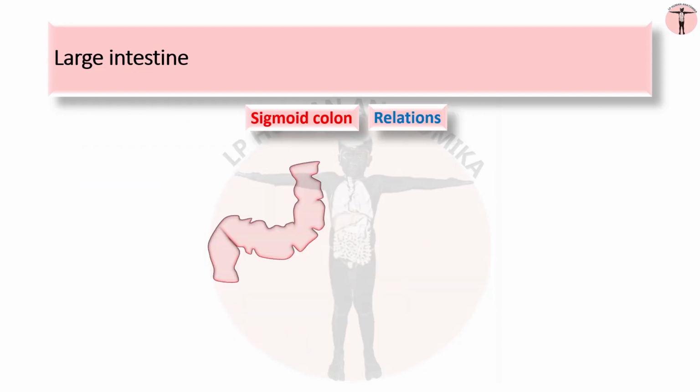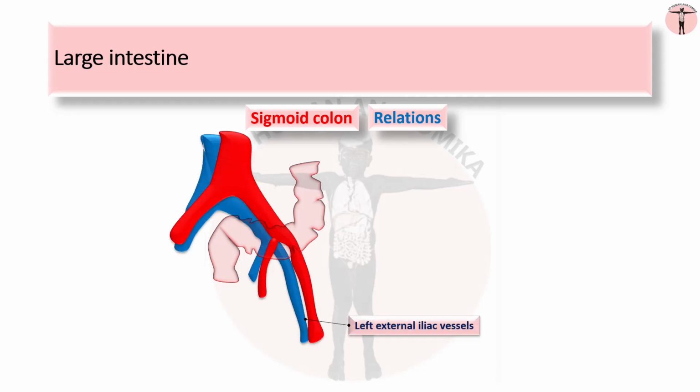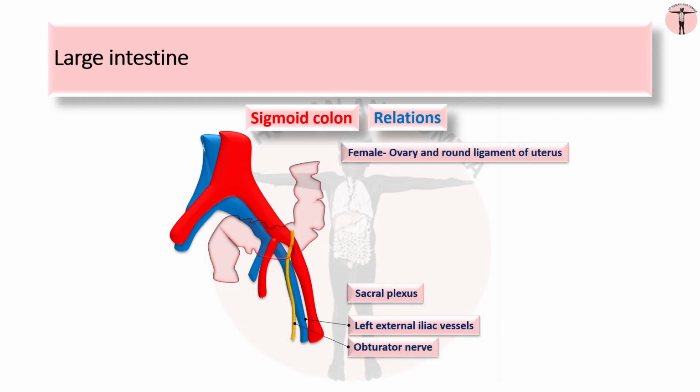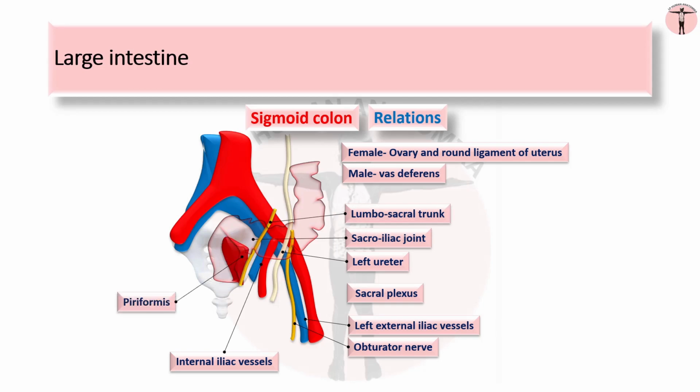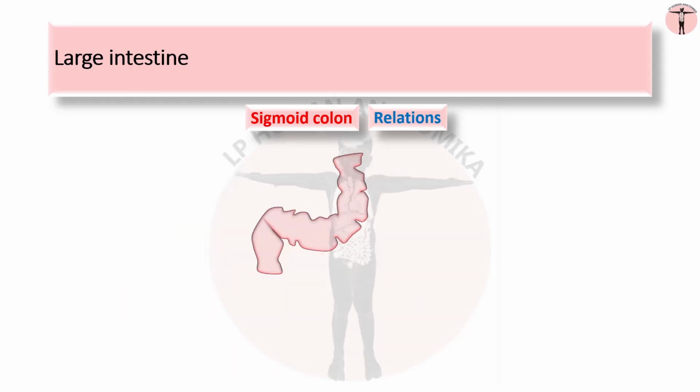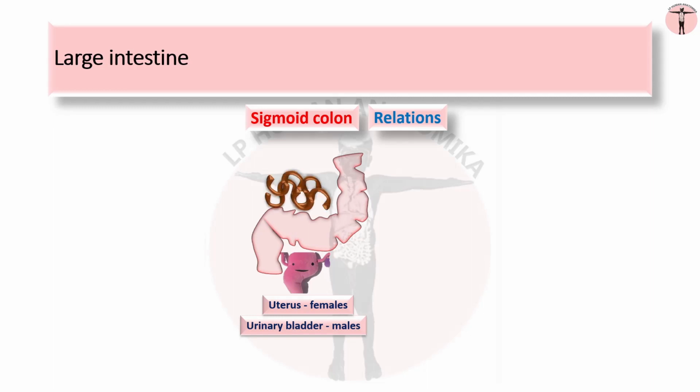Coming to the visceral relations, the first part laterally is related to left external iliac vessels, obturator nerve, sacral plexus, ovary and round ligament of uterus in females or vas deferens in males, posteriorly to left ureter, internal iliac vessels, lumbosacral trunk and sacroiliac joint, piriformis. Second part inferiorly is related to uterus in females or urinary bladder in males and superiorly by the coils of ileum. Third part is surrounded by coils of ileum.